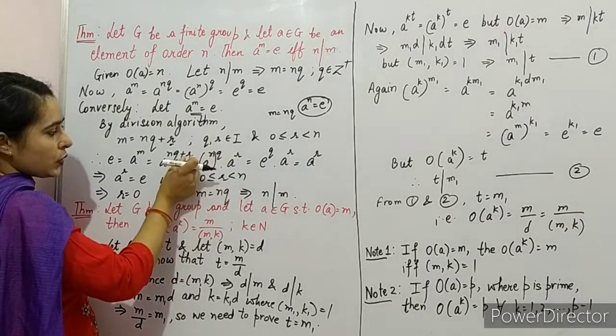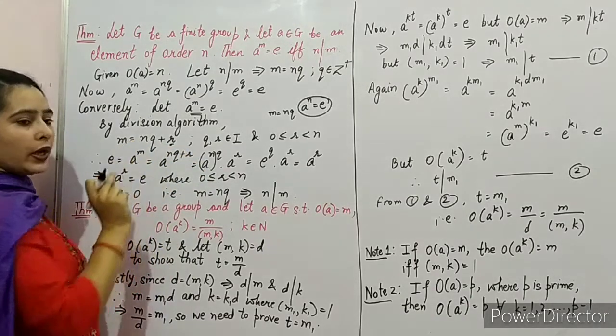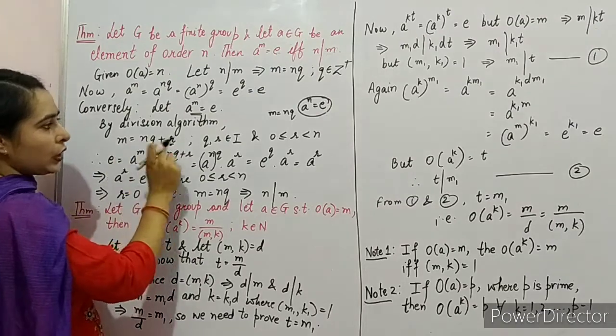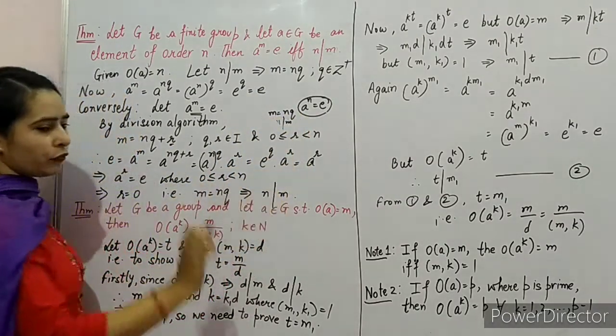If r is equal to 0 here, what do we have? m is equal to n cube. If m is equal to n cube, then n divides m. This is what we have to prove.